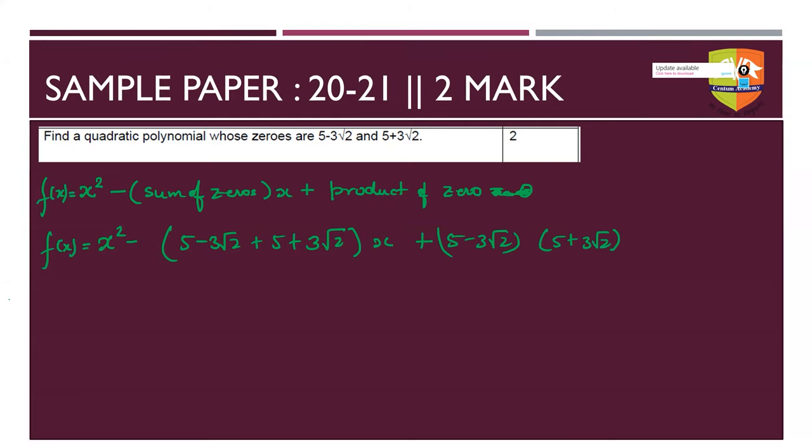Now there is a class of such quadratic polynomials. If you multiply this with any constant also, you're going to get the same zeros. So this is x square minus 10x. And what is this? 5 square minus 18. So 25 minus 18, 7. So this is x square minus 10x plus 7. One mark. Oh, sorry, this is two marks. Yeah, this is in the sample paper.